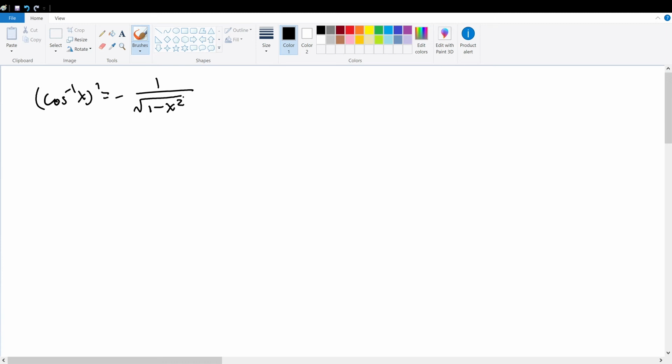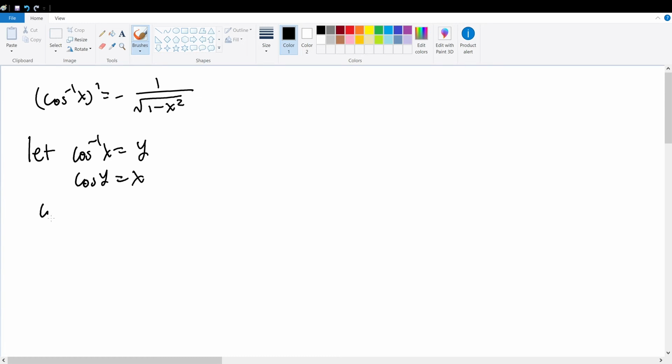In this video, we're going to be proving the derivative for the inverse of cosine function, which is equal to negative 1 over the square root of 1 minus x squared. For starters, we're going to assume the inverse of cosine x to be equal to y. And since we have this assumption, we can apply the definition to get cosine of y is equal to x.